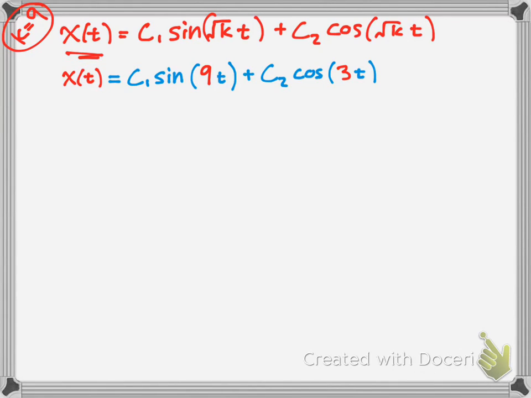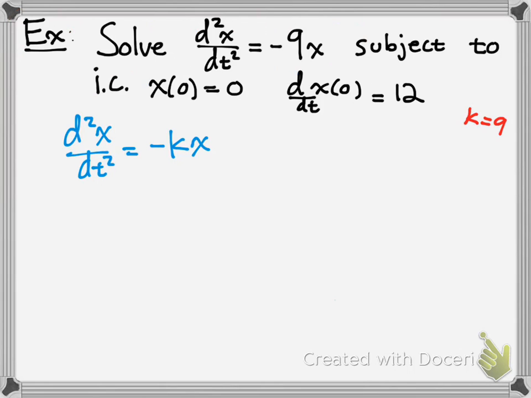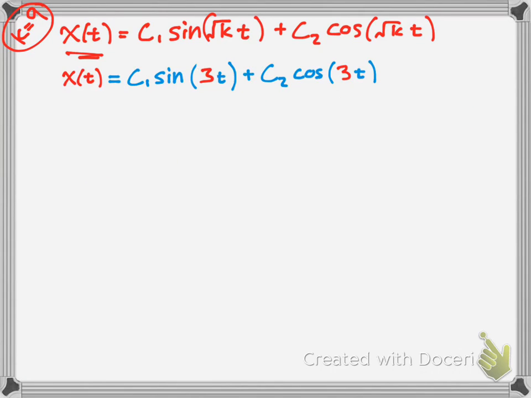Now we're going to use our initial condition found at the beginning of the problem, where x of 0 is 0. So that's when t is 0 here. When t is 0, wherever t is, we plug in a 0. So let's move on to the next step.